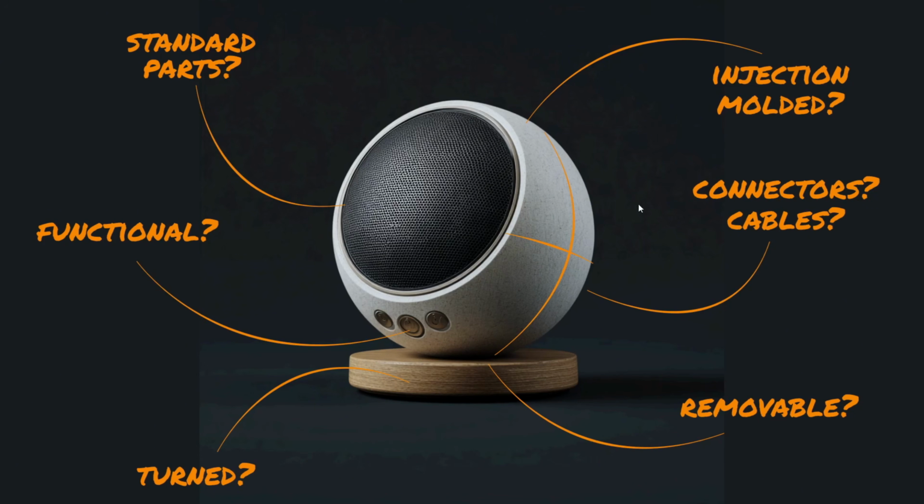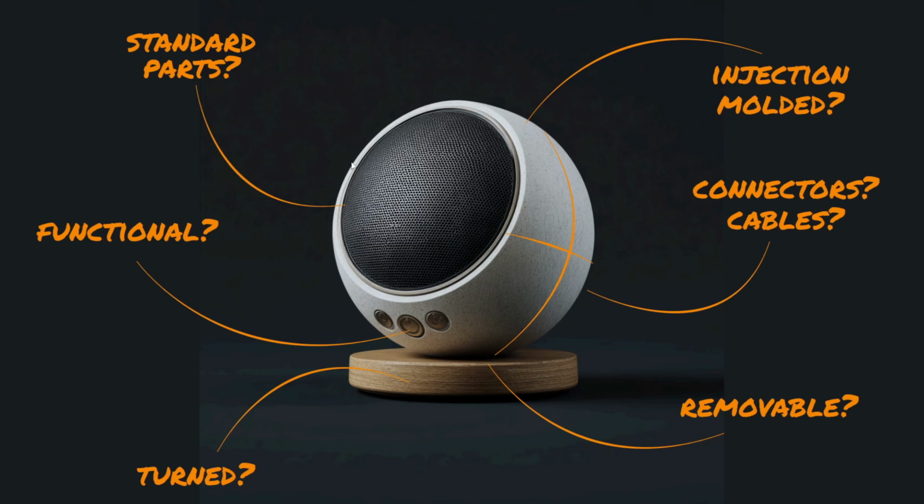What about the sphere itself? Is it injection molded? Is it from plastic? And if it's molded, where are the parting lines? Where do these shapes and volumes detach from each other? Would we have parting lines visible or not? And if so, which direction? Do we have to consider draft angles and other things?